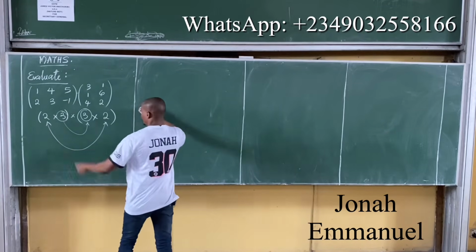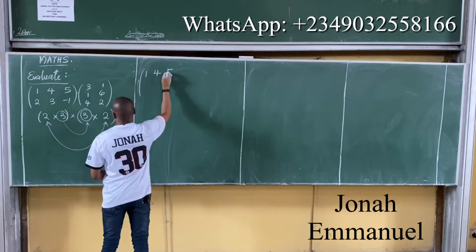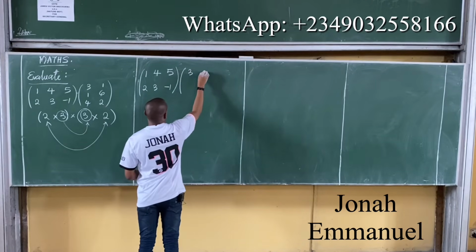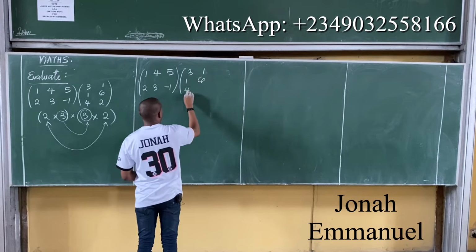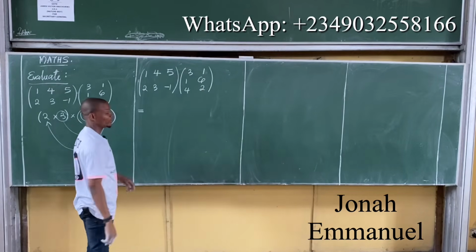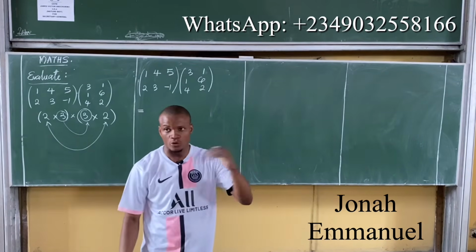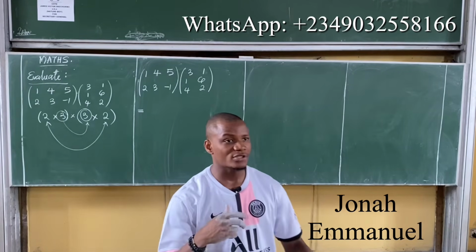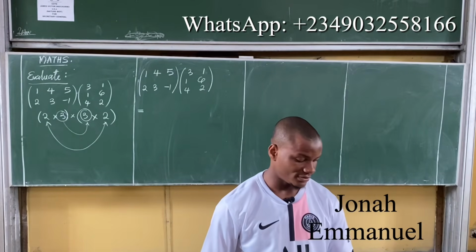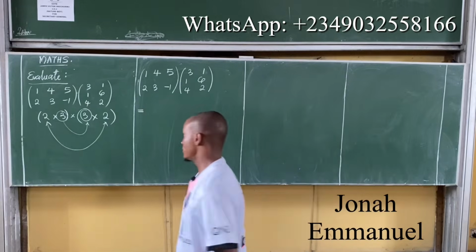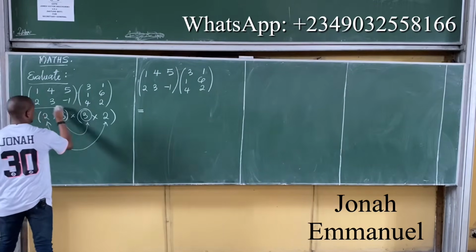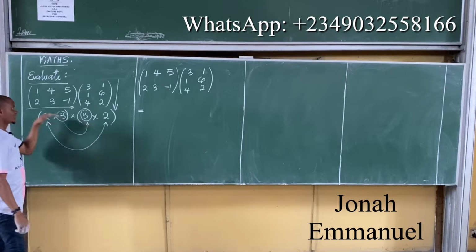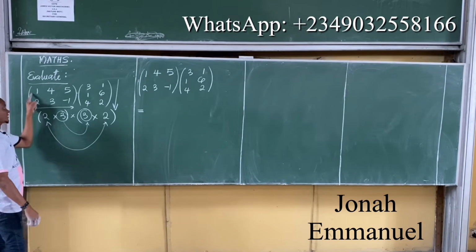Now let's do that. I have 1, 4, 5, 2, 3, minus 1 into 3, 1, 1, 6, 4, and 2. How does this multiply? When it comes to multiplying matrices, what am I using? The row-column idea. So use all the rows of the first matrix to multiply all the columns of the second matrix. So take the first row, multiply each of these. Take the second row, multiply each of these.